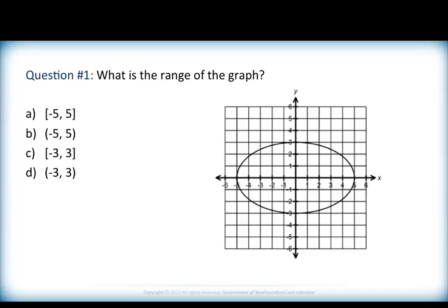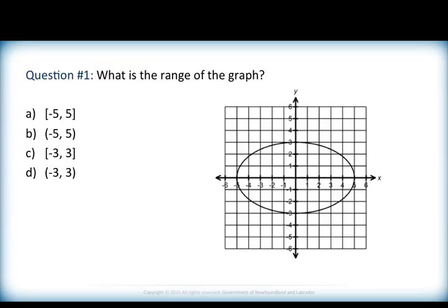So if we look at our responses A, B, C, and D, we will notice that they are in interval notation. So we have to look and see if the point is included or not included. So if it's included, it's a square bracket. If it's not included, it is a round bracket. So let's look to see where the graph starts from bottom and where it ends from the top.